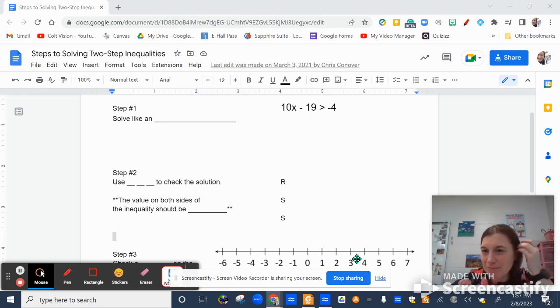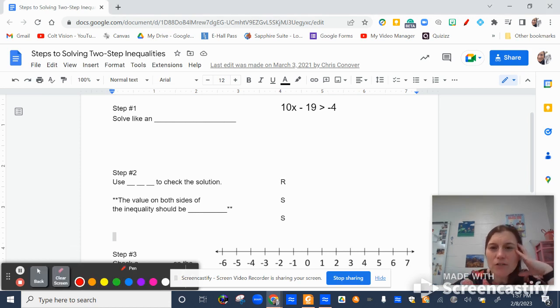We are going to go over the steps to solving two-step inequalities. When you're solving two-step inequalities, you're really combining two things: your two-step equation solving skills with your graphing of inequalities, putting them all together as one.